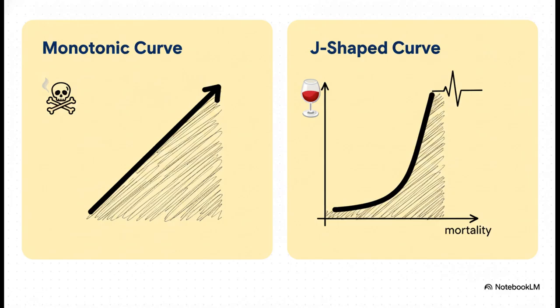So while something like smoking and cancer risk gives you a nice clean curve, more smoking, more risk, not all relationships are that linear. Look at the famous J-shaped curve for alcohol and mortality. It shows that overall mortality is actually a bit lower for people who drink moderately compared to people who don't drink at all. And then, of course, it shoots way up for heavy drinkers. It's a great reminder that a dose-response relationship doesn't always have to be a straight line.